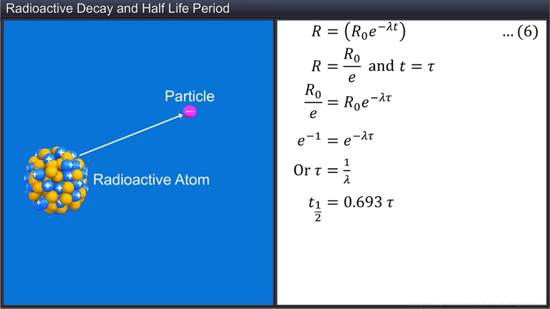It is important to note that these relations for half-life and mean life are statistical in nature. They cannot predict the exact behavior of each and every nucleus in the radioactive sample considered. Rather, they only predict the total numbers.